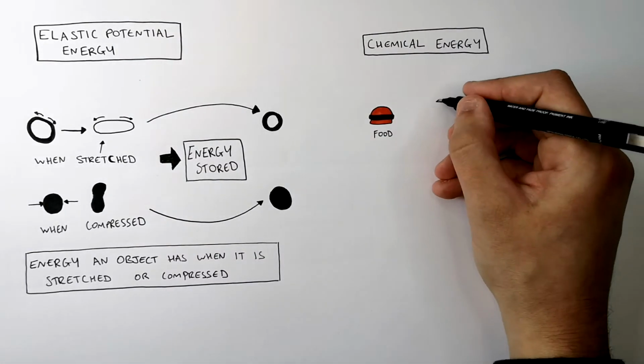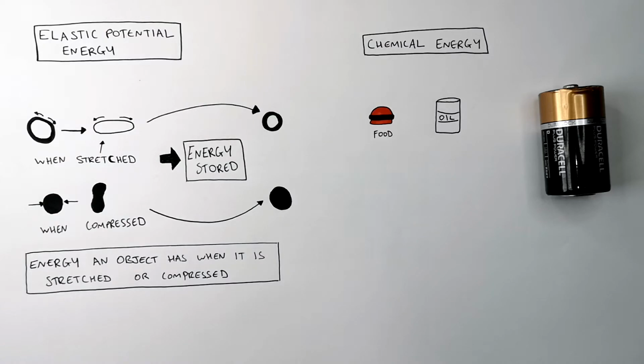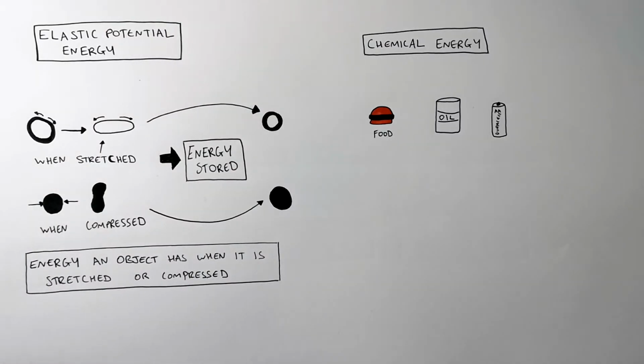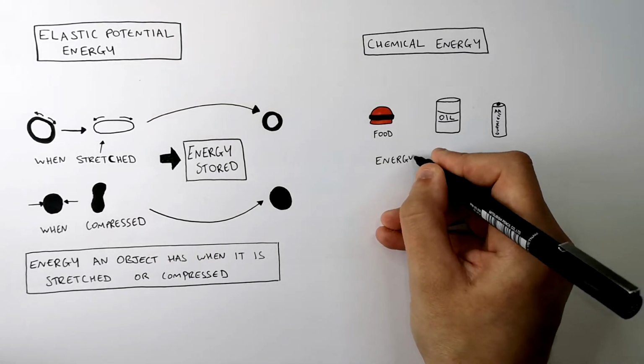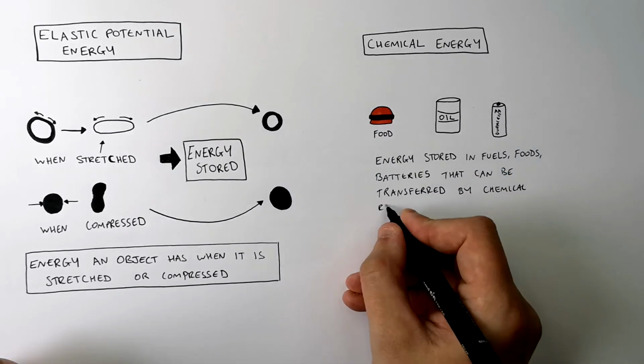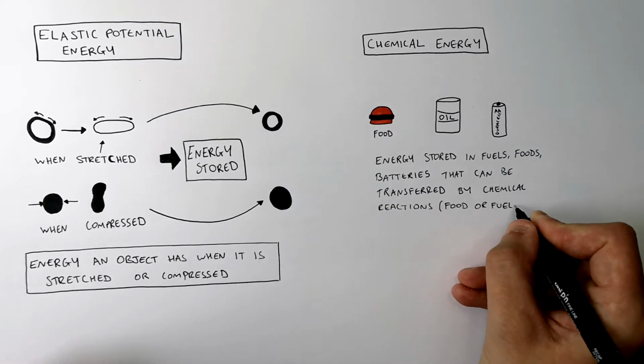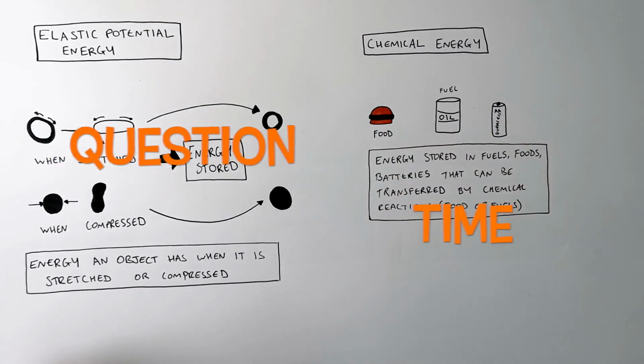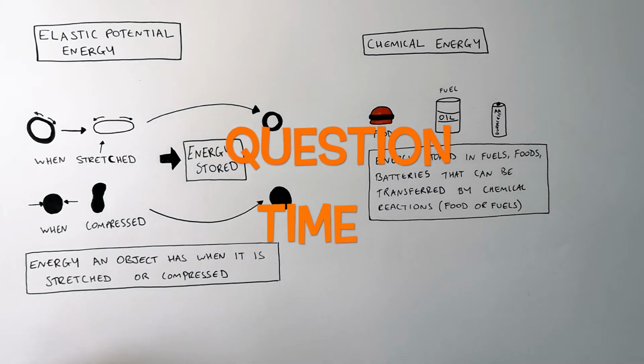So food, oil, and batteries are examples of objects with chemical energy stores in them. A chemical energy store is when energy is stored in fuels, foods, and batteries, and can be transferred by chemical reactions. Examples are food or fuels. It's question time. Attempt these questions to check your understanding.